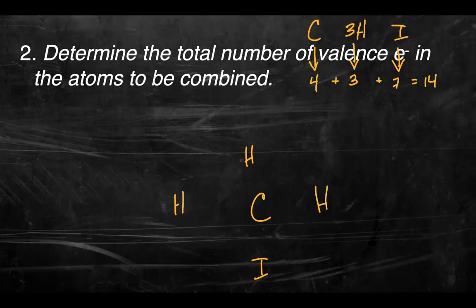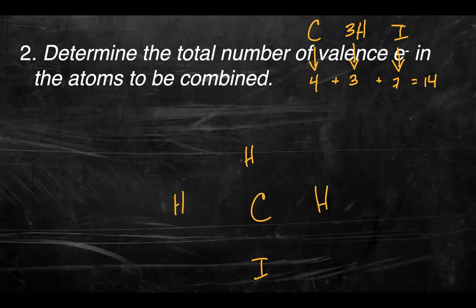Is everybody with me so far? I hope. I'm trying to get to the point and not beat around the bush. So I have carbon, carbon goes in the middle. I've counted the valence electrons in each of the elements that are present. I know that I have 14 electrons to distribute.